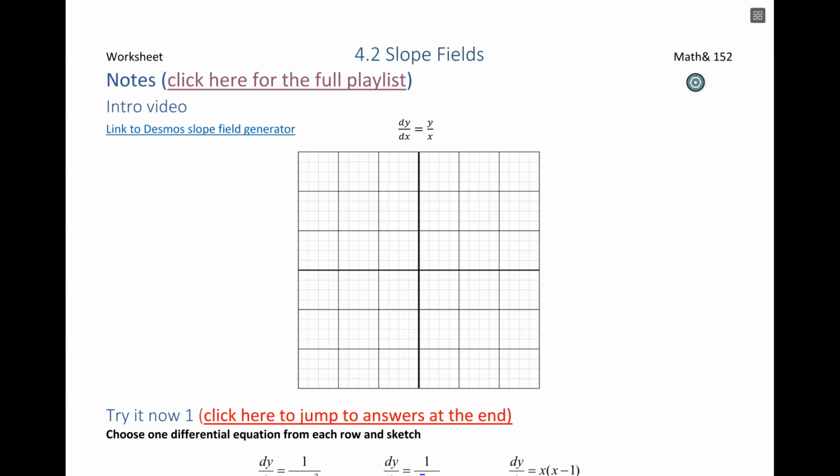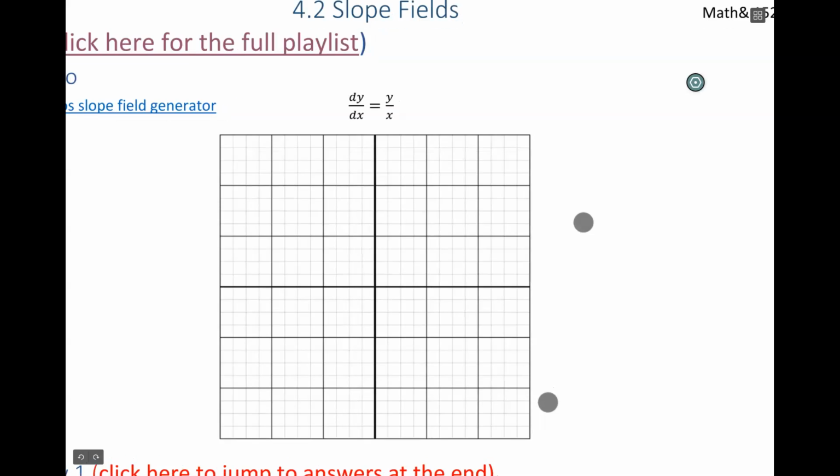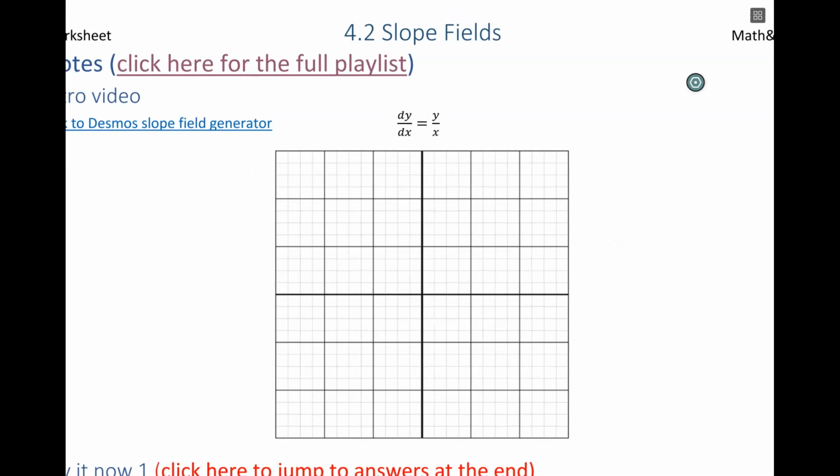I think the big thing here is just to figure out how these slope fields are made, and then we'll answer some questions about them. But once you get that, I don't think the questions are super tricky. I think it's a really neat section. I love this section. So I'm going to work on this one, dy/dx equals y over x.